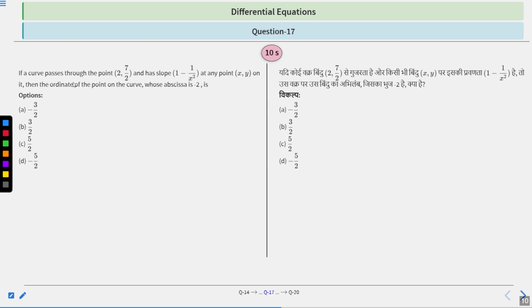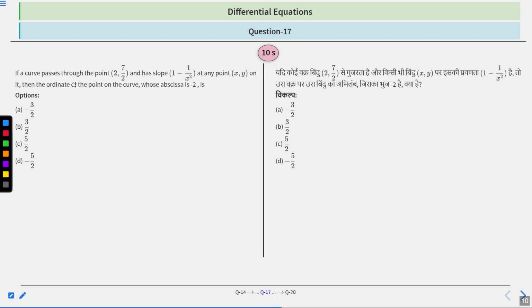Let's move to the next question, question number 17, which says: if a curve passes through the point (2, 7/2) and its slope, that is dy/dx, is 1 - 1/x^2 at any point (x, y) on it, then find the ordinate of the point on the curve whose abscissa is -2. The abscissa is given as -2 and we have to find the ordinate.